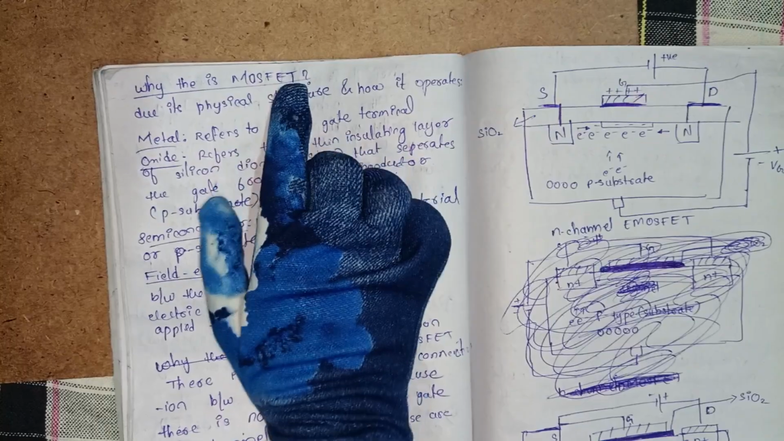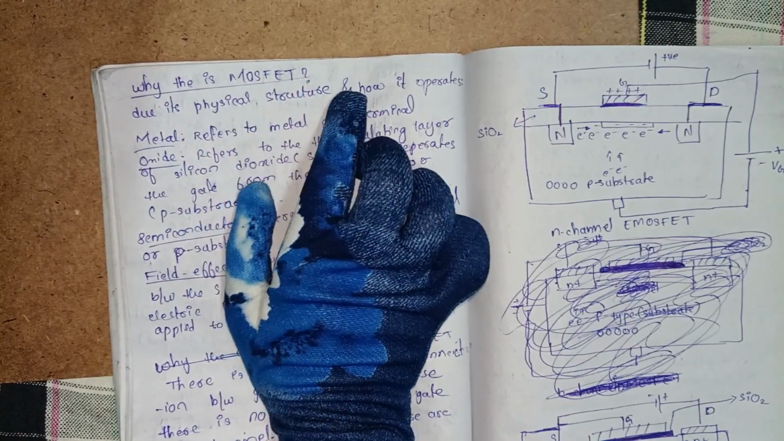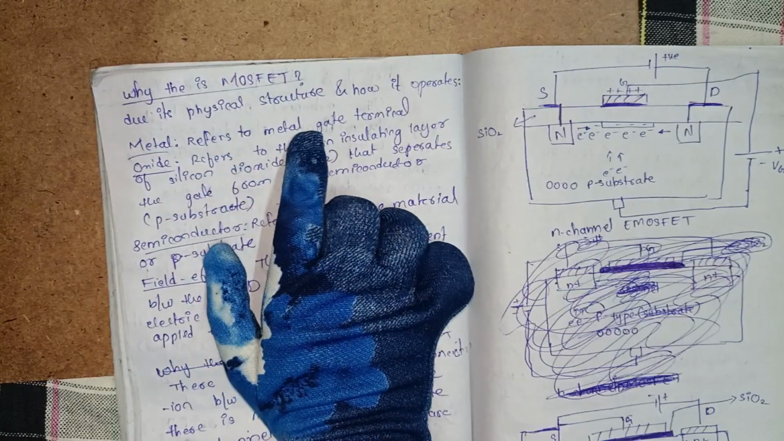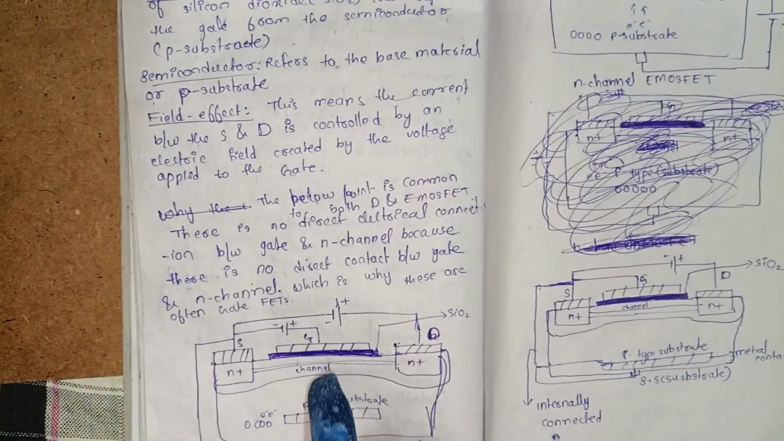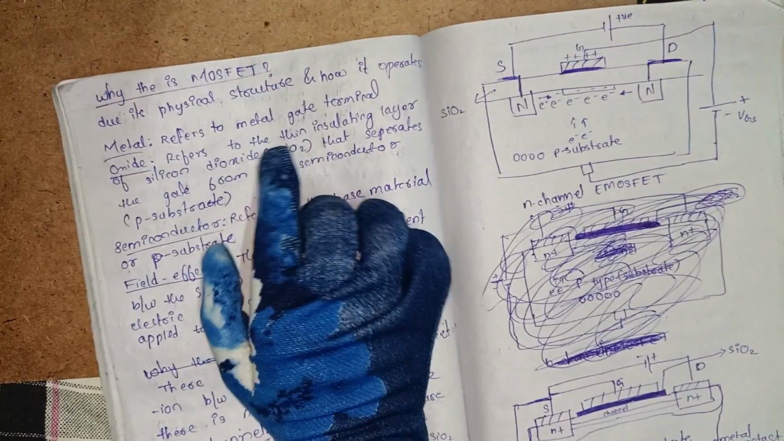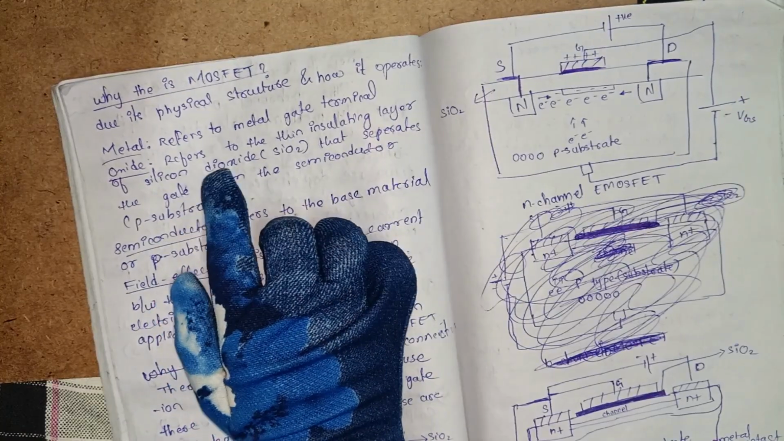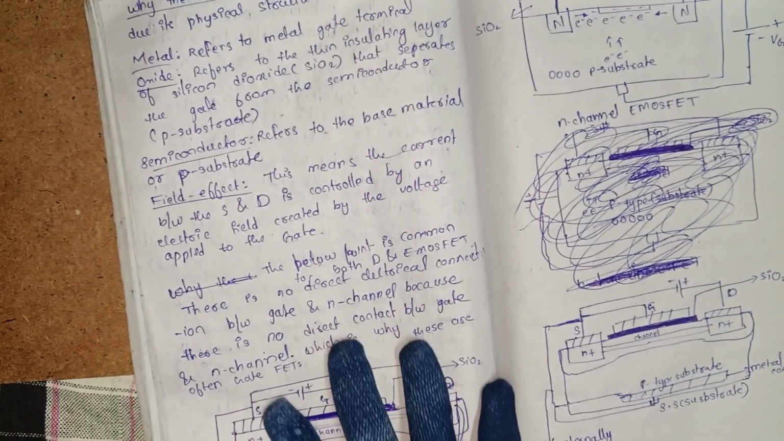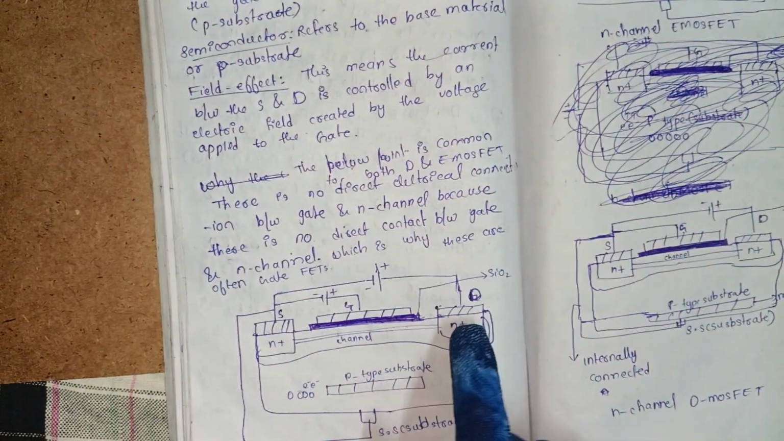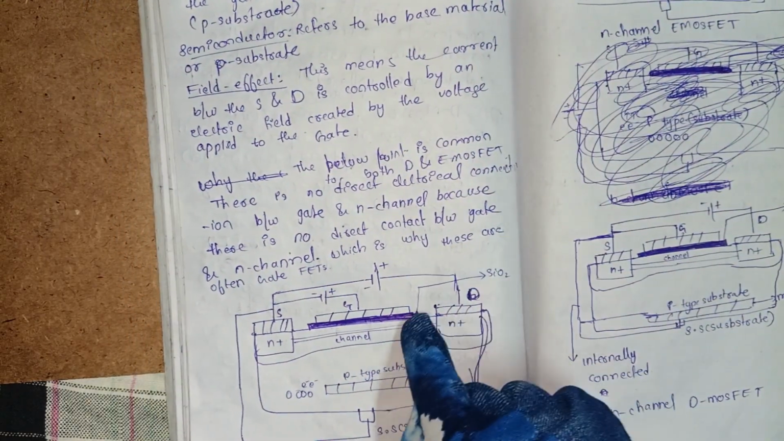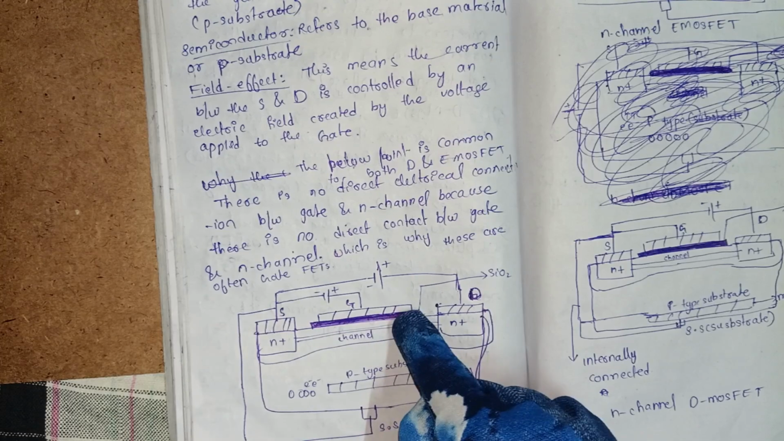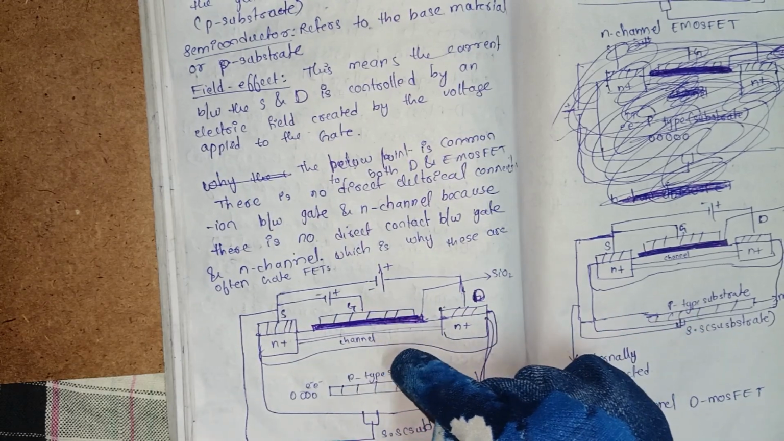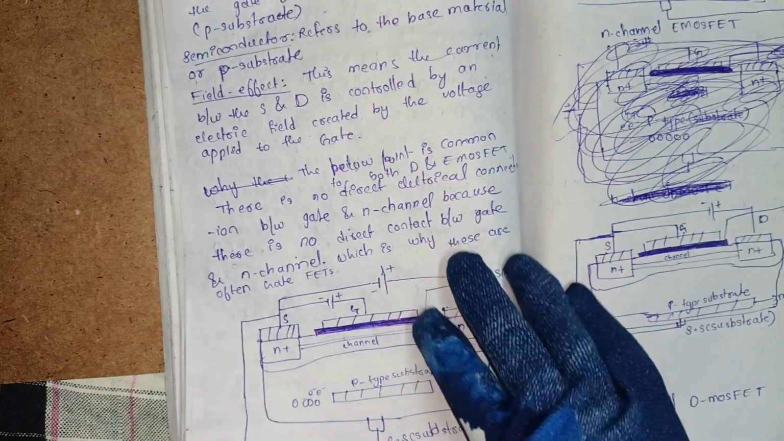Why the name is MOSFET: due to its physical structure and how it operates. Metal refers to the metal gate terminal, here. Oxide refers to the thin insulating layer of silicon dioxide that separates the gate from the semiconductor P substrate. Here is the silicon dioxide, this thin line, which separates the gate and the P substrate. Okay.